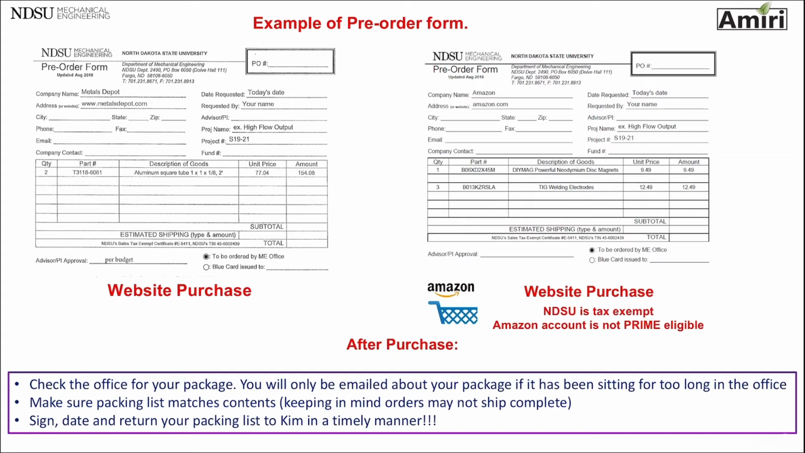After you make the purchase, you're responsible to keep track of when they're going to be shipped or when they're in the office. You have to check the office regularly. Every other day, every day, if you can stop by, peek in there and see if your package is in there with your name, and they usually put your team number on it. Once you pick it up, make sure that everything has been delivered and matches the order. Then you've got to sign the packing slip or packing list and return it to Kim Carlson, so she can keep track of your budget and spending and all of that.